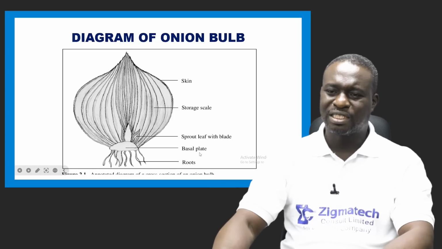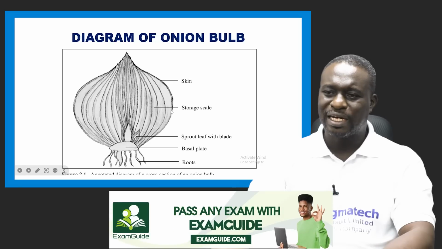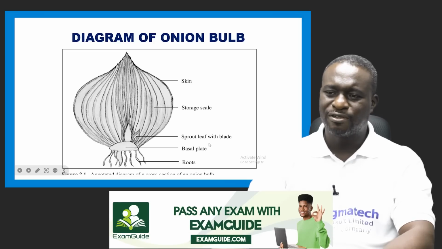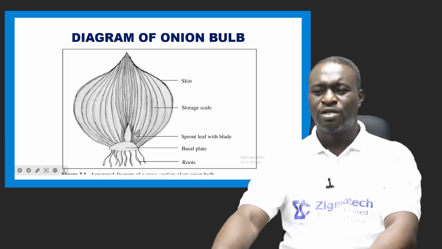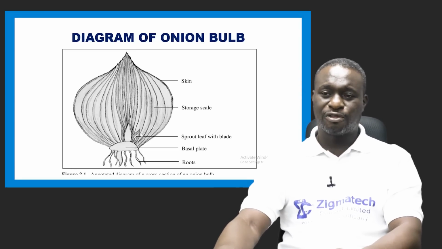You can see the basal plate, and this can be likened to the stem. Then we have the scaly leaves. Now you can see these other leaves, they are stored, they are succulent, all right? Then we also have sprout leaf with blade. So leaves are actually sprouting out. So this is actually the structure of the onion bulb.